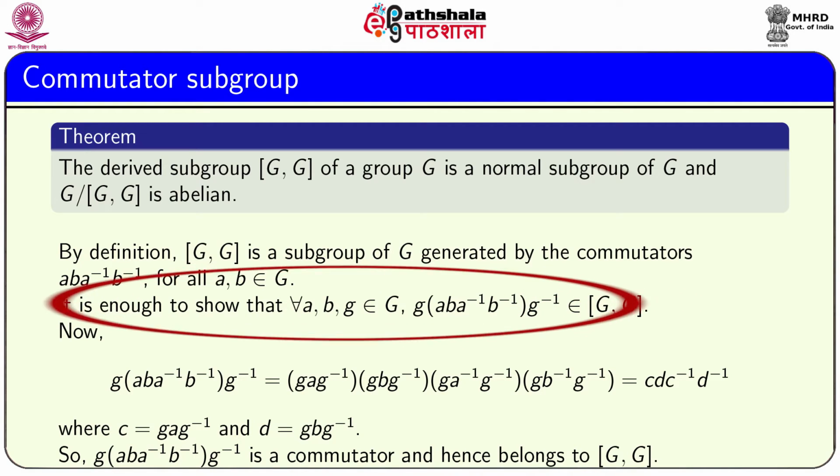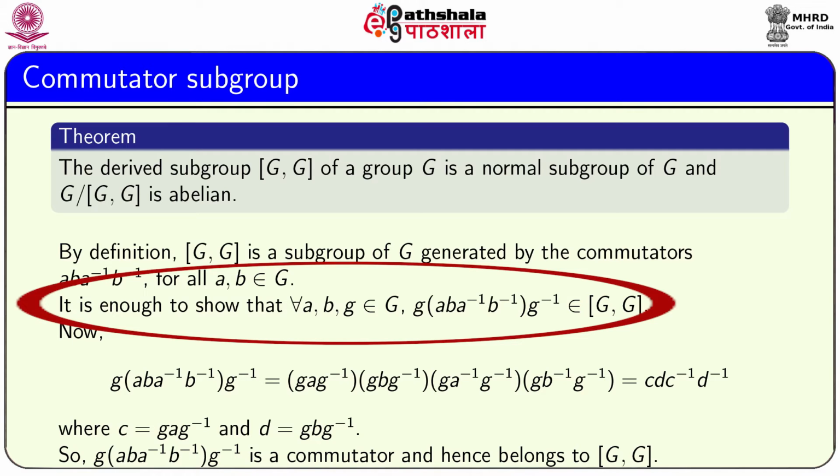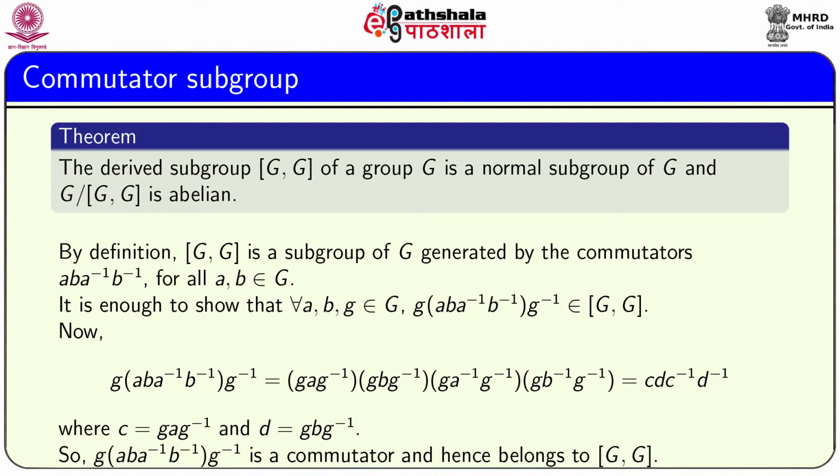Now, it is enough to show that for any g belonging to G, g multiplied by one generator a b a inverse b inverse multiplied by g inverse should be inside the commutator subgroup. If we can show this for the generators, then of course, the thing will be true for any element of the commutator subgroup, and therefore, it will be a normal subgroup.